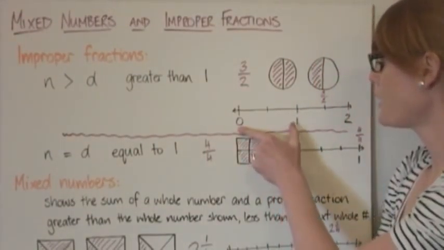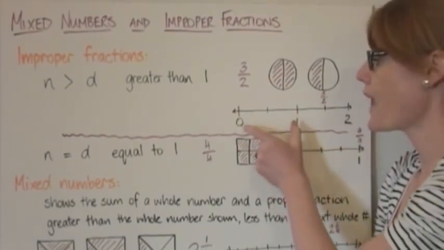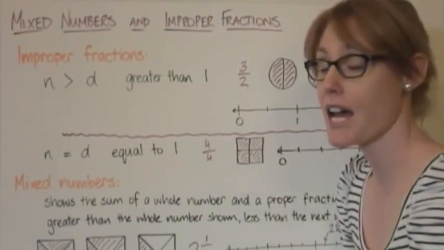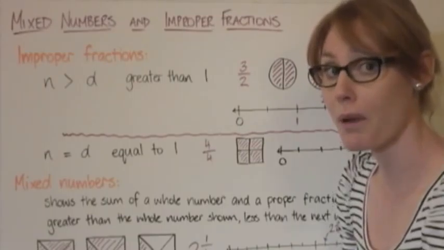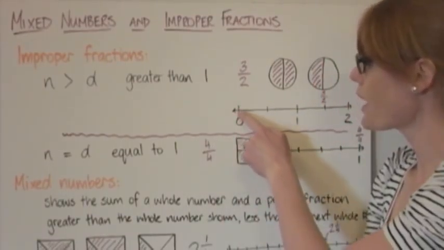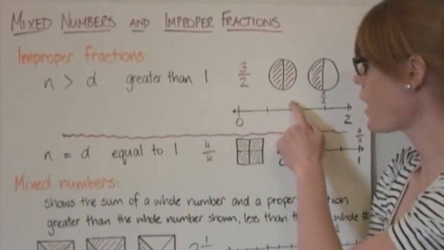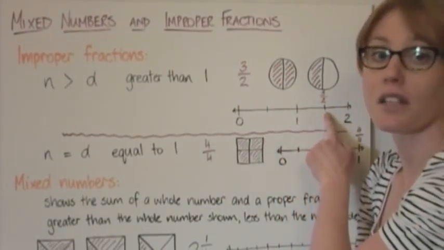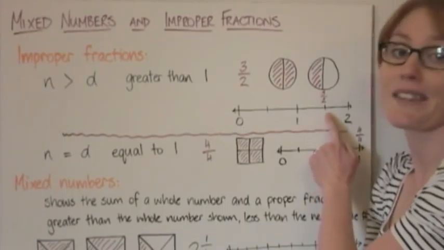Here it is on a number line. We have our number line from 0 to 2, and each whole number has been broken up into equal parts as indicated by the denominator. So we have 1 half, 2 halves, 3 halves, and as you can see, it's greater than 1.